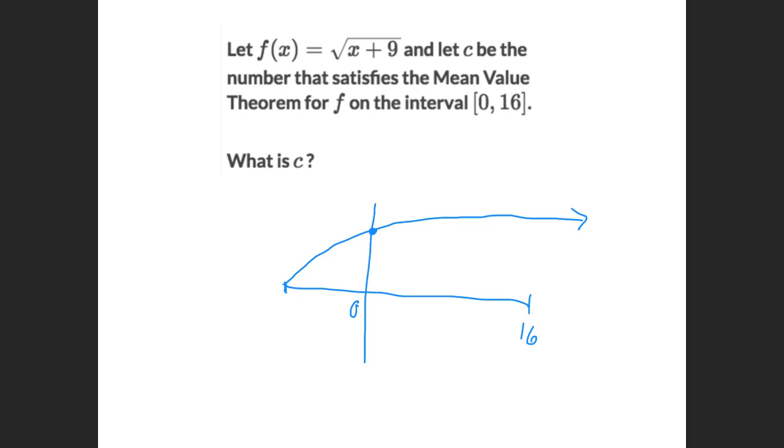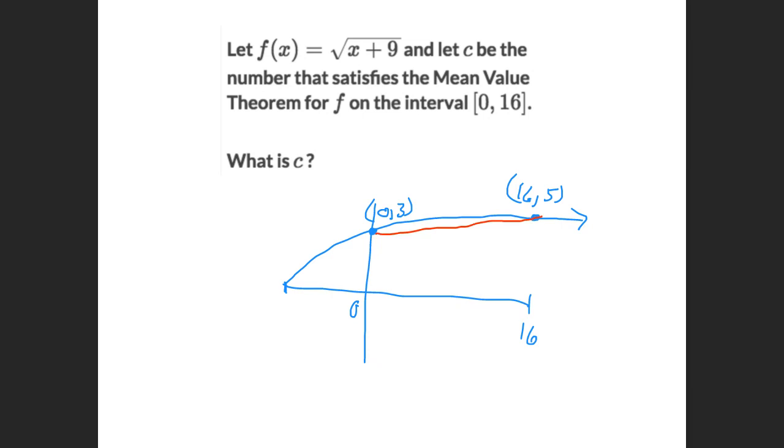If I put 0 in here, 0 plus 9 is 9. The square root of 9 is 3. So this point here is (0, 3). And if I put 16 in here, 16 plus 9 is 25. The square root of 25 is 5. So this point right here is (16, 5). So the next thing I'm going to do, I'm going to draw in the secant line.